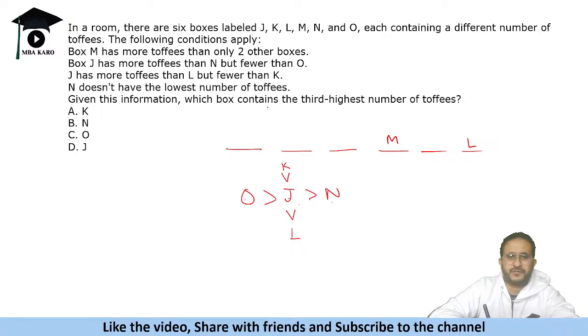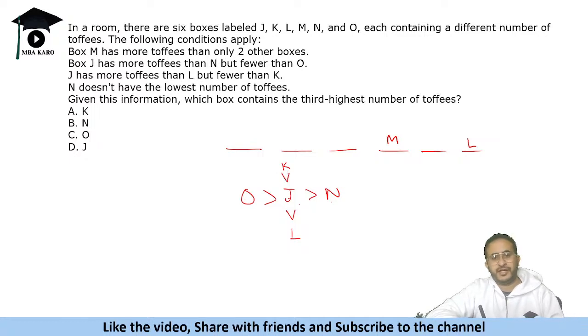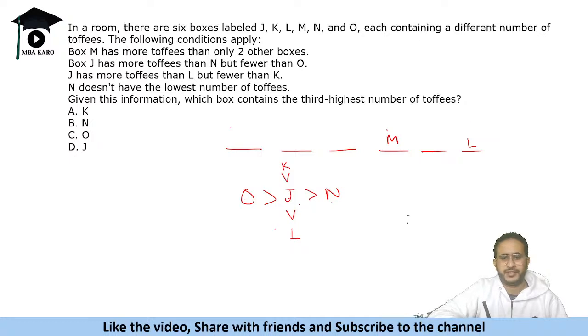Given this information, which box contains the third highest number of toffees? Right. Which will be the third highest? See, we cannot tell the highest. O or K could be the highest. Now who could be the third highest? M and L are out of the picture. N is there. Can N be the third highest? There are already 1, 2, 3 above it. So N cannot be the third highest. It has to be J.